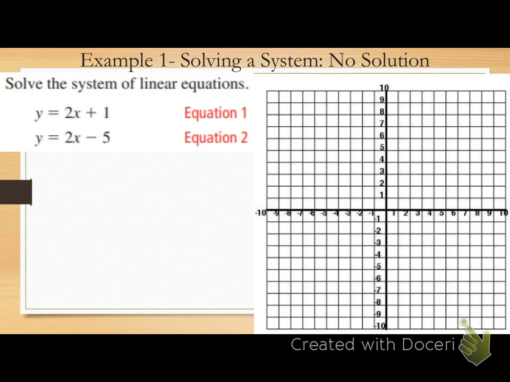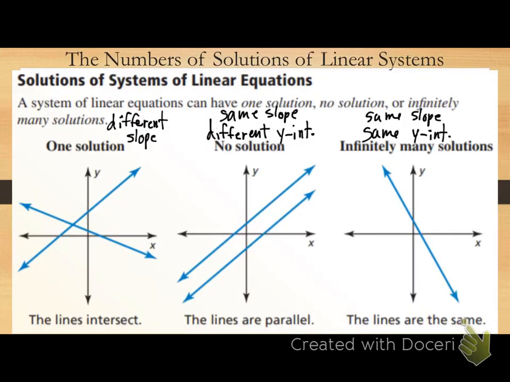Okay? So y equals 2x plus 1, y equals 2x minus 5. What do we notice about these slopes? They have the same slope. What do we notice about their y-intercepts? Different y-intercepts. So before we even solve anything or graph anything, what can I say about this system of equations if it has the same slope and different y-intercept? No solution. These are going to turn out to be parallel lines for us.